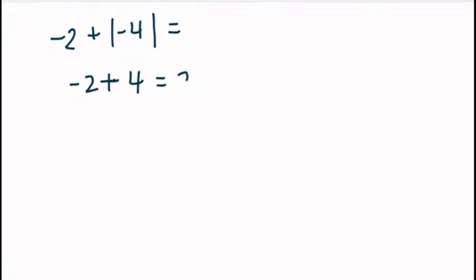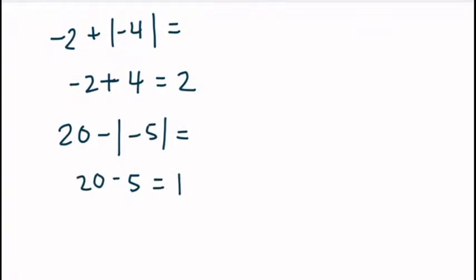Let's do negative 2 plus the absolute value of negative 4. Always evaluate the absolute value first. So the absolute value of negative 4 is just simply positive 4. So this is negative 2 plus 4, which is equal to 2. Minus the absolute value of negative 5. The absolute value of negative 5 is just 5, so this is 20 minus 5, which is equal to 15.